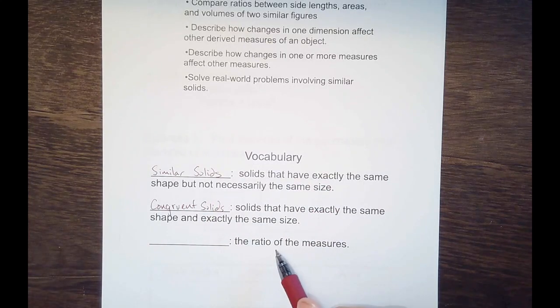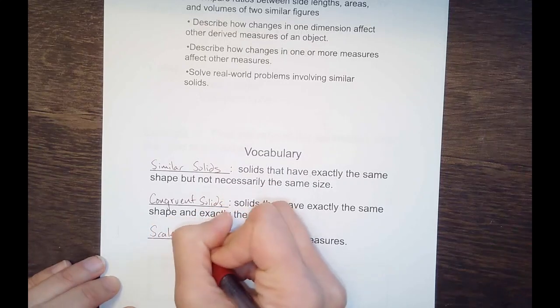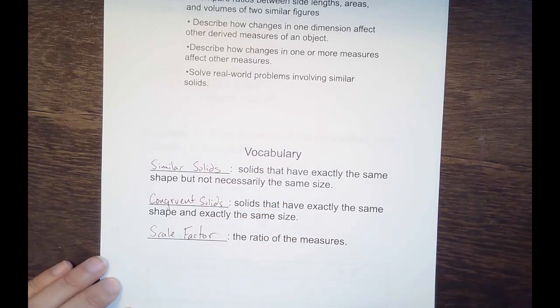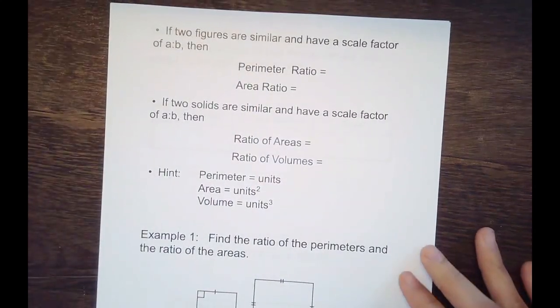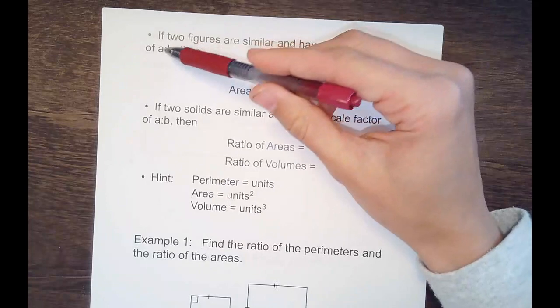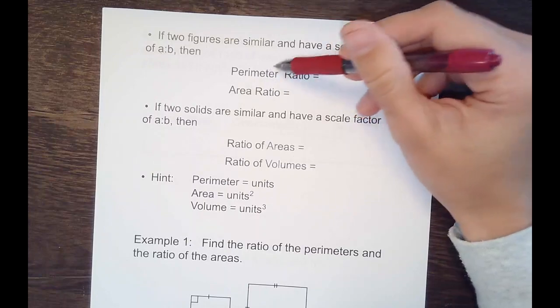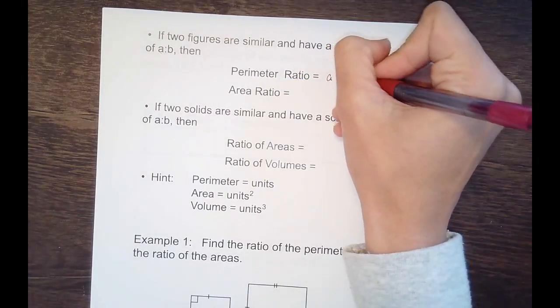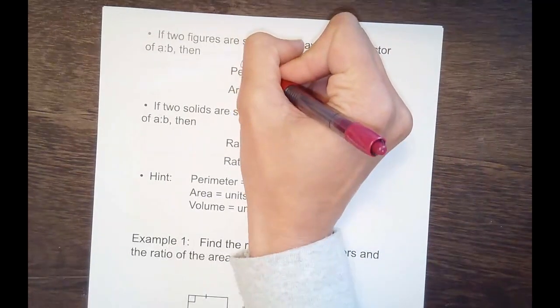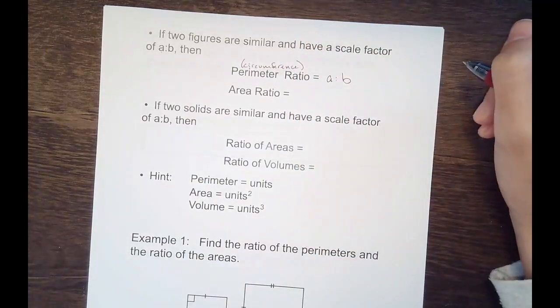So whenever we have figures that are similar and their scale factor is A to B, if we compare their perimeters, it's also going to be A to B, and this is the same thing with circumference. And we know that from our similar figures unit. But if the scale factor is a to b, then the ratio of the areas is going to be a squared to b squared. And so when we're looking at figures, that's how things are going to match.